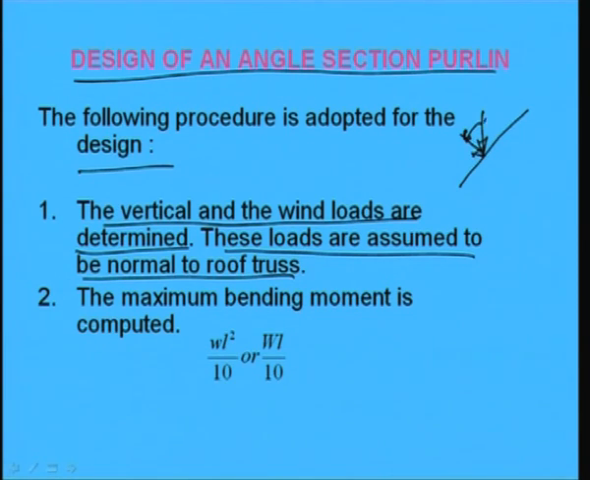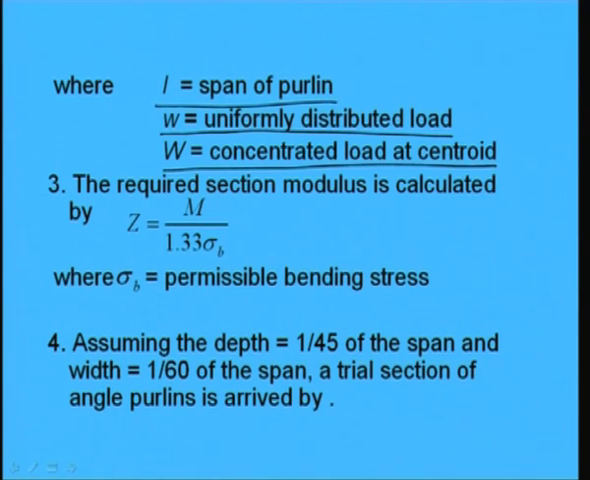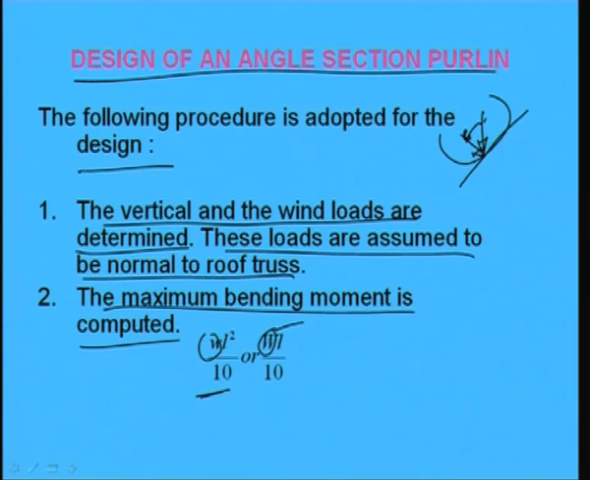And then after taking the component of that, we can find out the maximum bending moment, which is WL square by 10 or WL by 10, where W is the UDL load and this W may be used as a concentrated load. That is given here. W is the concentrated load at centroid and this small w is the uniformly distributed load, right, and L is the span of purlin, right. So, in this way we can calculate the value of the maximum bending moment.